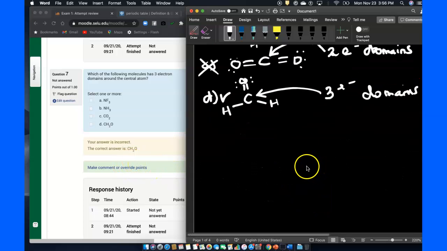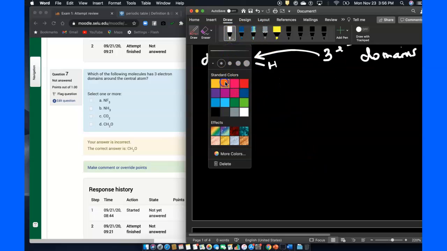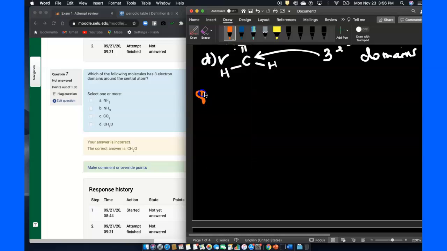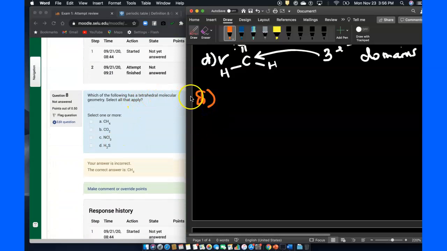Okay, moving on. We are on question 8. Which of the following has tetrahedral molecular geometry? Select all that apply. So for A, it's going to look like this if you draw it correctly: one hydrogen away, the other one towards.